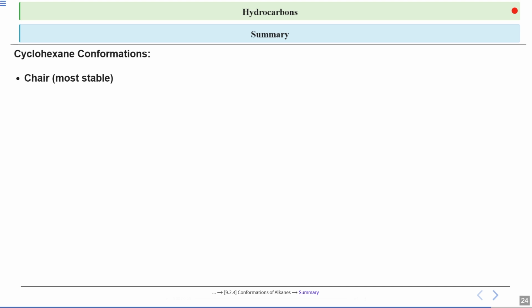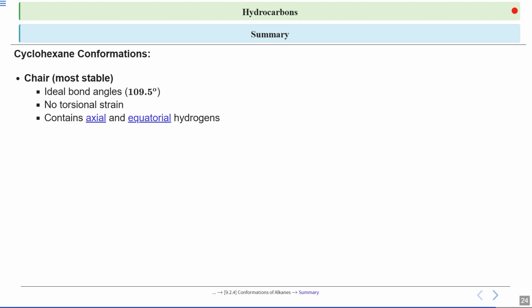Now moving on with these cyclohexane conformations. The chair form is the most stable one, we know that. Here the bond angle is close to 109.5 degrees and the torsional strain is absent. Got it? Of course, they will contain axial and equatorial hydrogens because we are talking about cyclohexane. Then moving on to the twist boat form, what about it? Here it is more stable than the boat form because here we have some amount of angle strain.